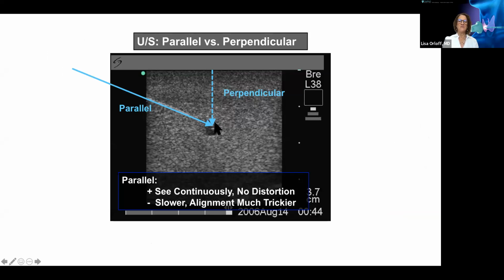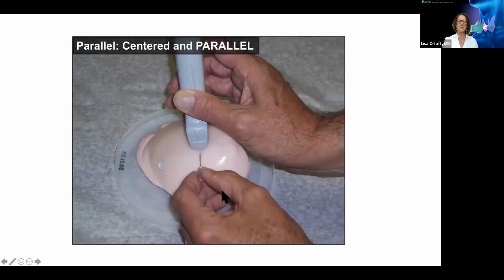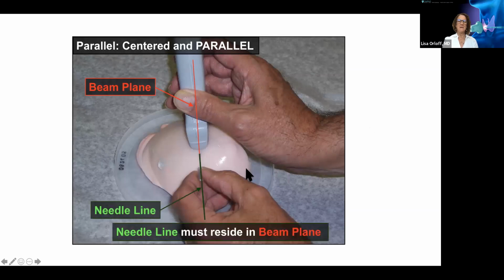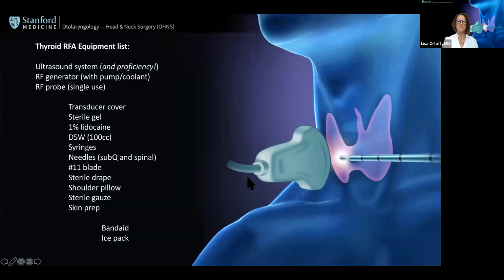Many individuals have learned the perpendicular technique and find that easier to master because it's more forgiving in terms of alignment of the needle with the ultrasound beam. However, you don't have continuous view of the needle, and the perpendicular technique does not lend itself to radiofrequency ablation. The parallel technique is a little bit more difficult to master because it requires aligning the beam of the ultrasound with the needle in a parallel and direct linear situation.